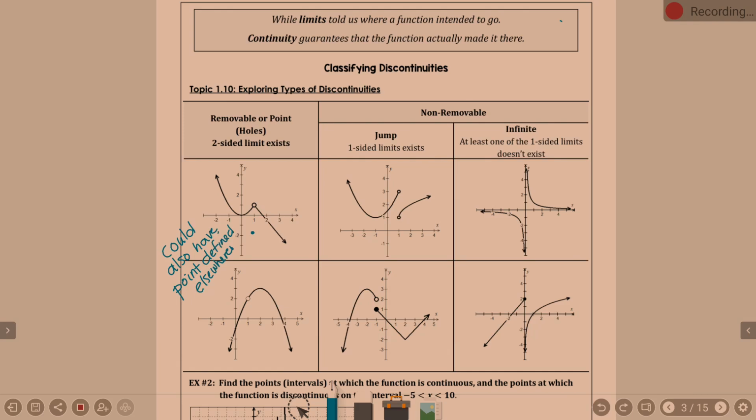Okay, and then we have infinite discontinuities. This also falls into the category of what you guys have heard previously as non-removable. And what have we always paired up non-removable with? Well, that is asymptotes, right?